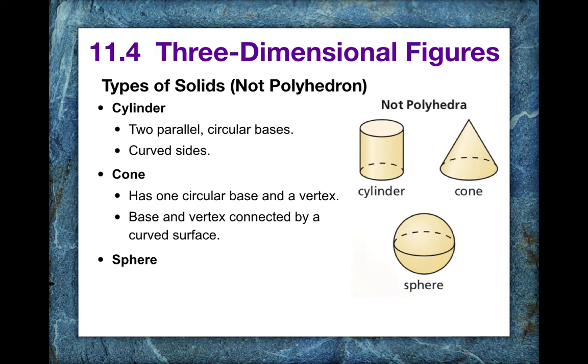A sphere is just a surface that is defined by being the same distance from some center. So if I found a center here, the surface of the sphere is all the points that are equidistant from that center. So on a sphere, everything is curved.